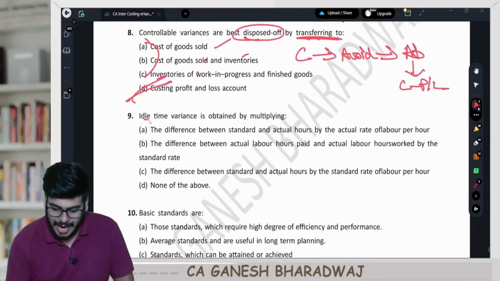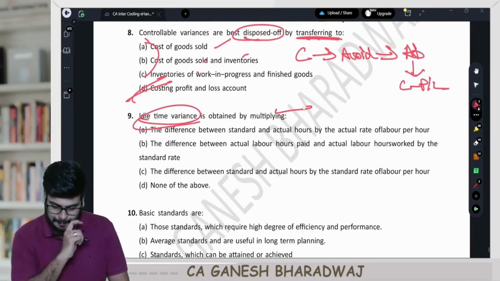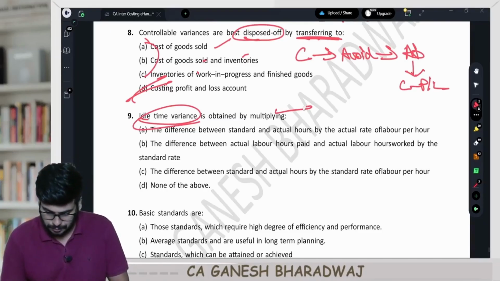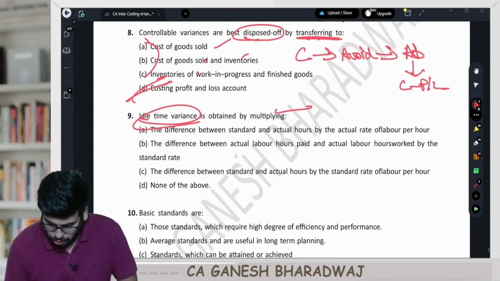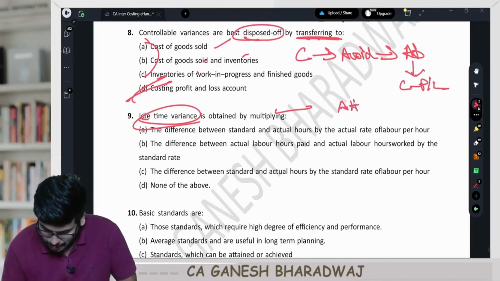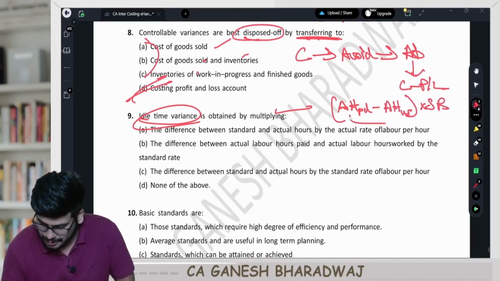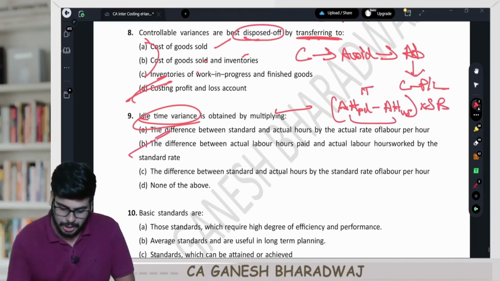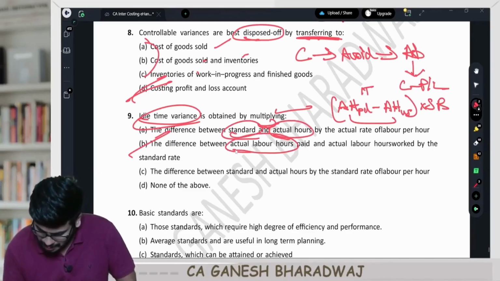Next. Idle time variance is obtained by multiplying what? Options A, B, C, D. It's nothing but actual hours paid minus actual hours worked into standard rate. This is nothing but idle time. So it's B: the difference between actual labor hours paid and actual labor hours worked into standard rate.